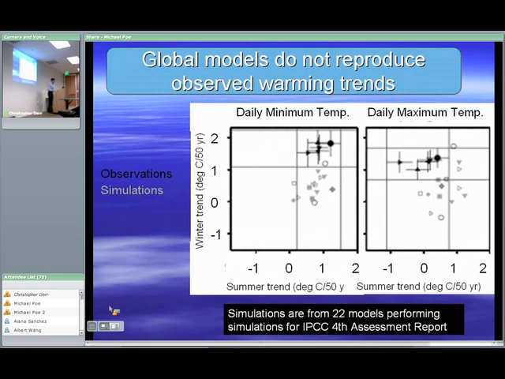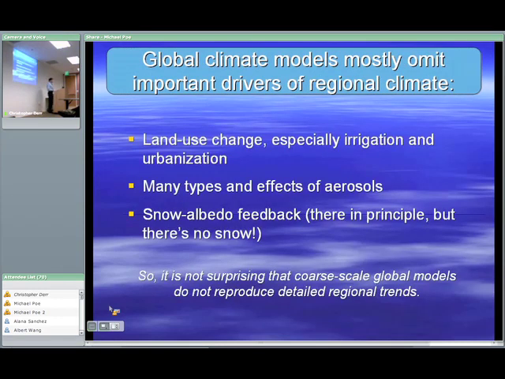Now, I'm not entirely surprised by that, because, for one thing, these are very coarse models. I think you'd be shocked if you saw how coarse they are. They don't include a lot of topographic detail. They don't have snow, for example. Mountains are too low. There's a lot of regional climate you wouldn't expect them to capture.